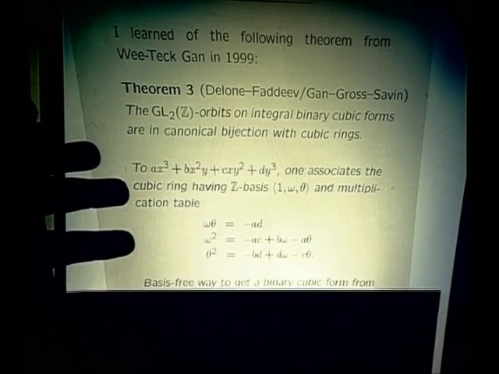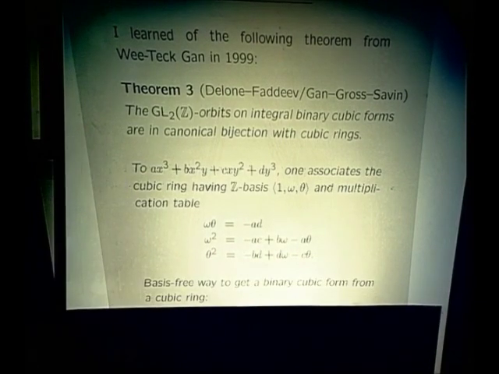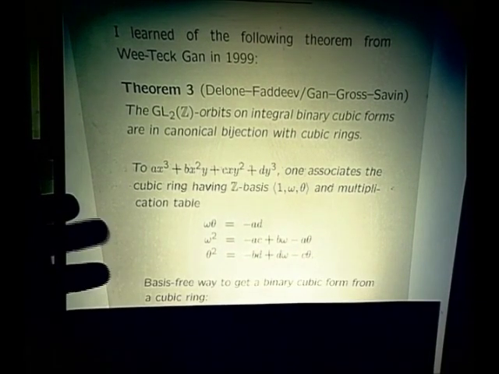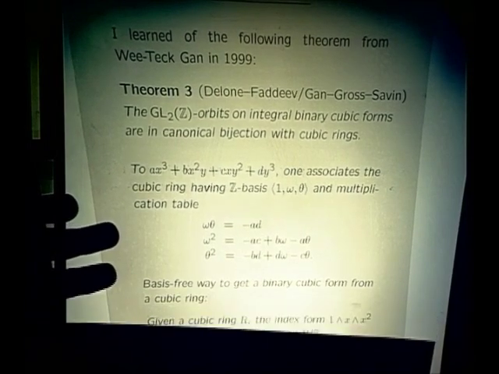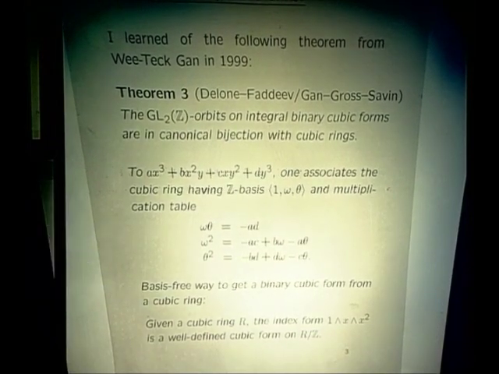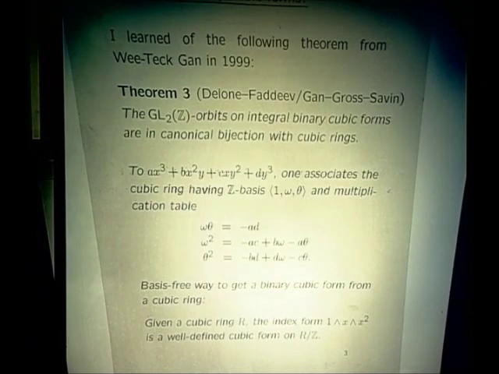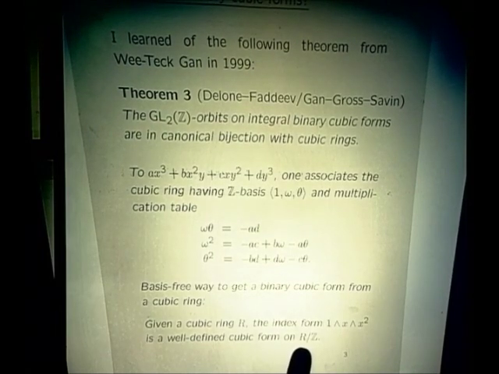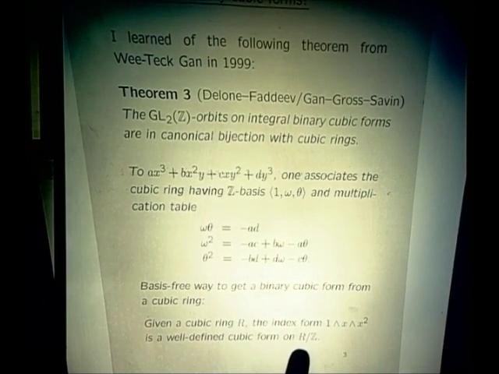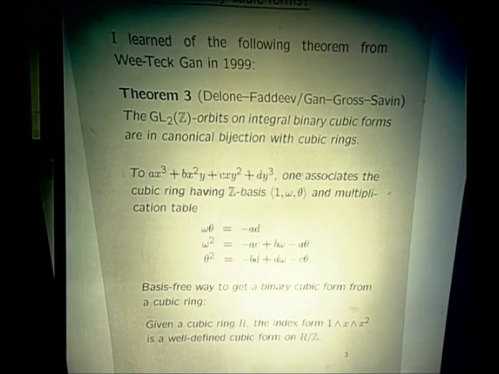If this is too explicit for you, there is a basis-free way to get to a binary cubic form from a cubic ring. If you're given a cubic ring R, look at what's called the index form, 1 wedge x wedge x squared. That's a cubic form that takes values in wedge 3 of R, which is one-dimensional, so it's basically Z. So it's basically a binary cubic form on R mod Z. So R mod Z is two-dimensional, and it's a cubic form. So that gives you a basis-free way of constructing a binary cubic form.